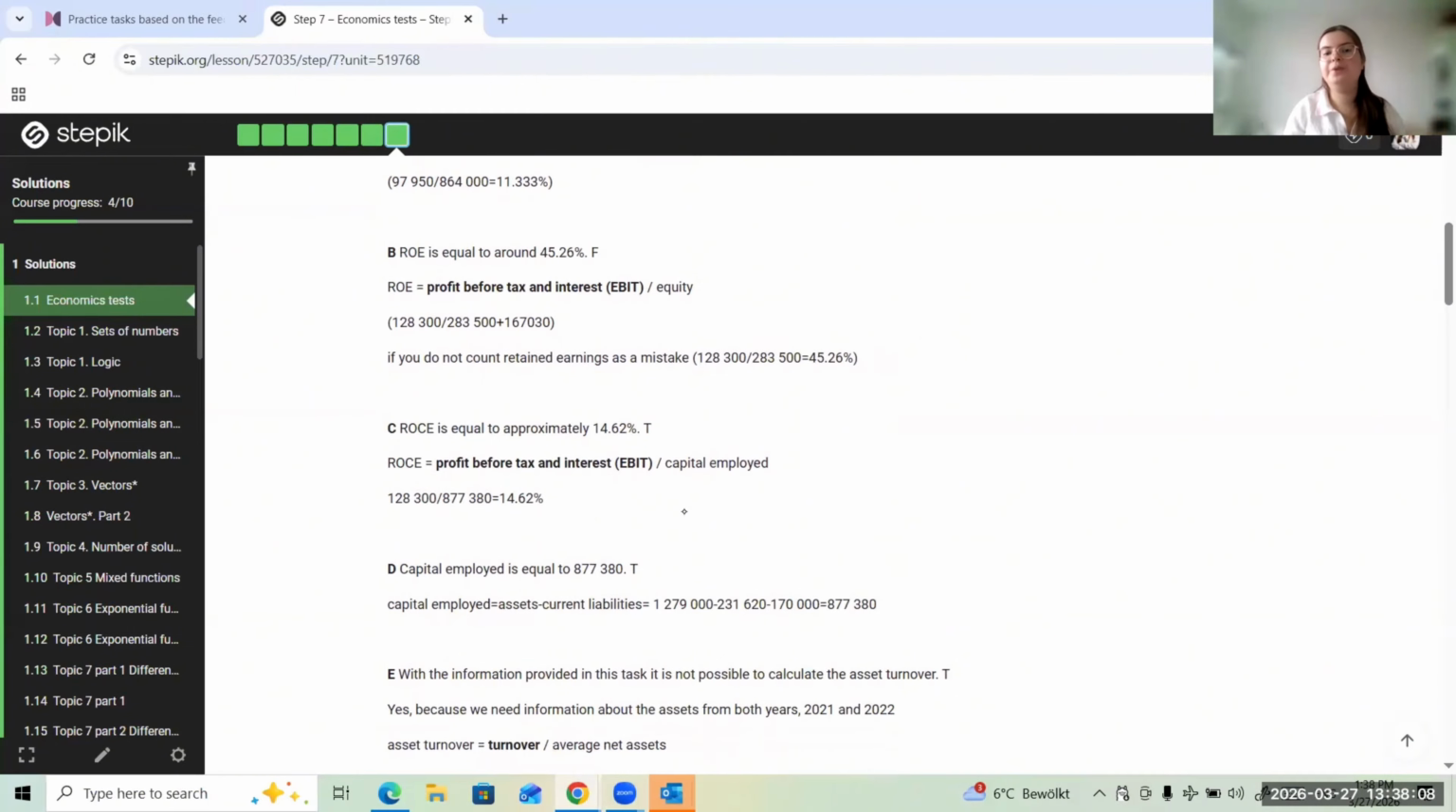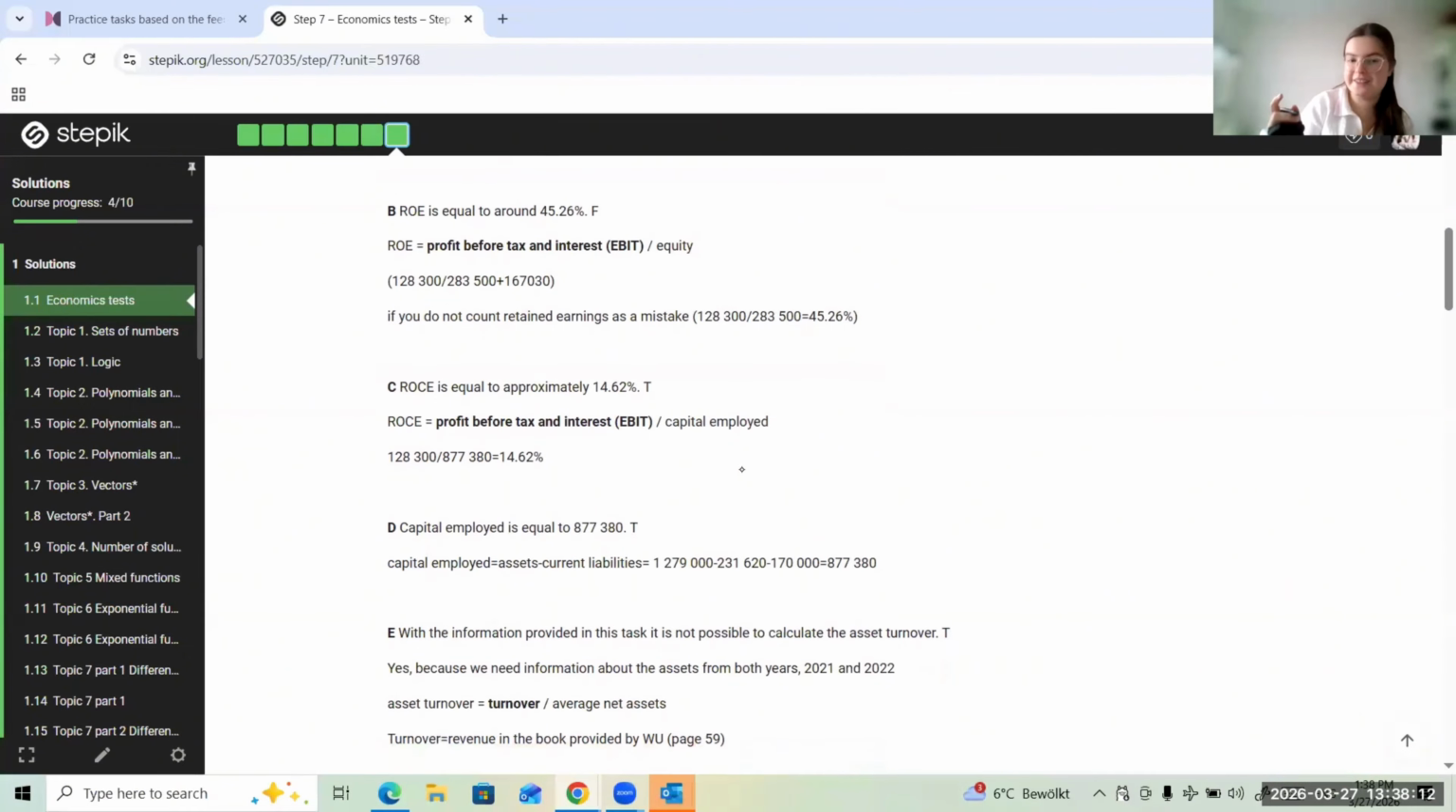Then return on capital employed. Here you can see the statements C and D are interconnected, because once you find capital employed, you can also find this. And therefore, by putting in a bit more effort here, you can also solve statement C pretty easily, because you have capital employed anyway. And then EBIT stays the same. It's from the previous ratio. This one is this number. And capital employed by definition is total assets minus current liabilities.